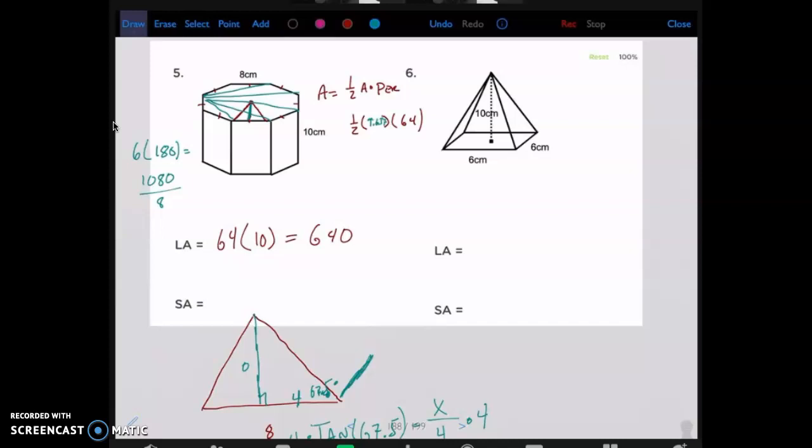So I can just do that times 64, divided by 2. Each base is 309.019, times 2. So it just kind of undoes itself. So the total surface area is going to be the lateral area plus the 2 bases, 618.038672 plus 640 gives me 1258.039. And my units are centimeters squared. Sorry about that one. That was a crazy one.